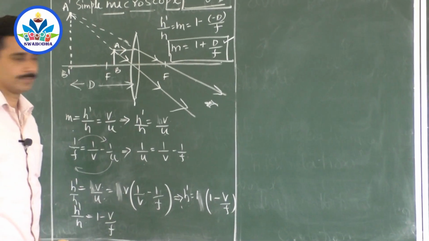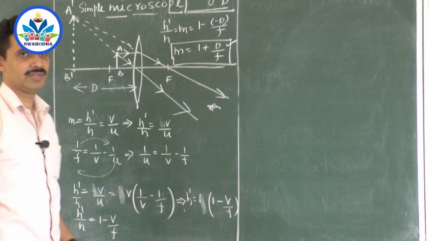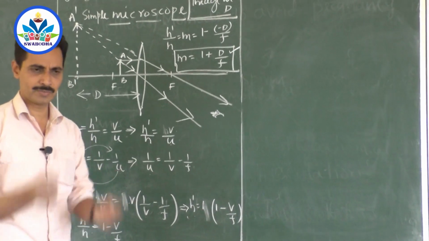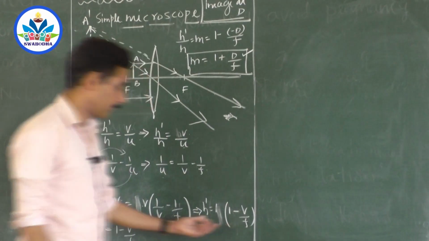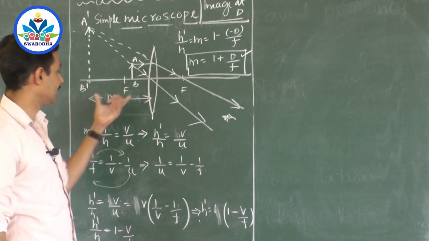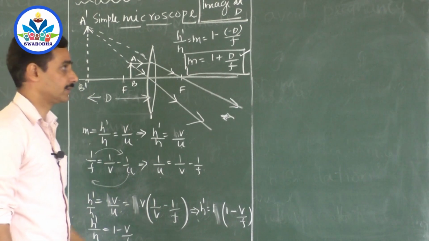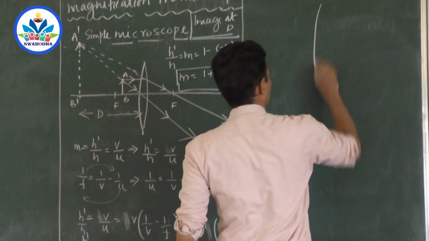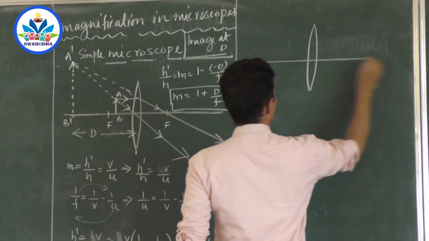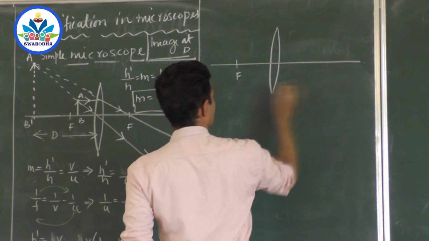Very simple derivation. Now, if the image is at infinity, that means a very large distance, when the object is very close to the focus, what is the magnification? In that case, can you apply the same magnification? Because the image is not at the least distance of distinct vision. It is formed at a very large distance. What is the ray diagram for the formation of image at infinity? That means you have to keep the object at focus.